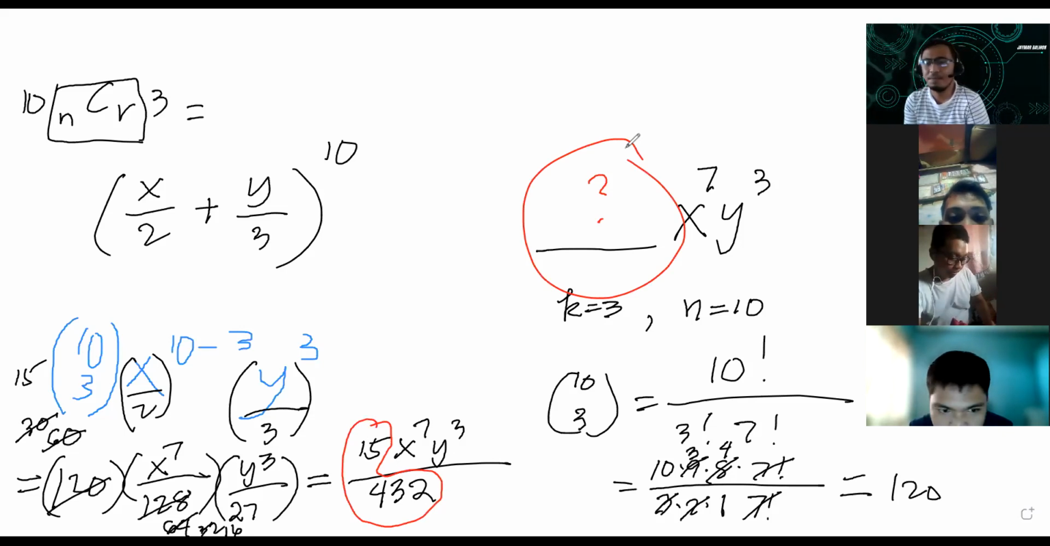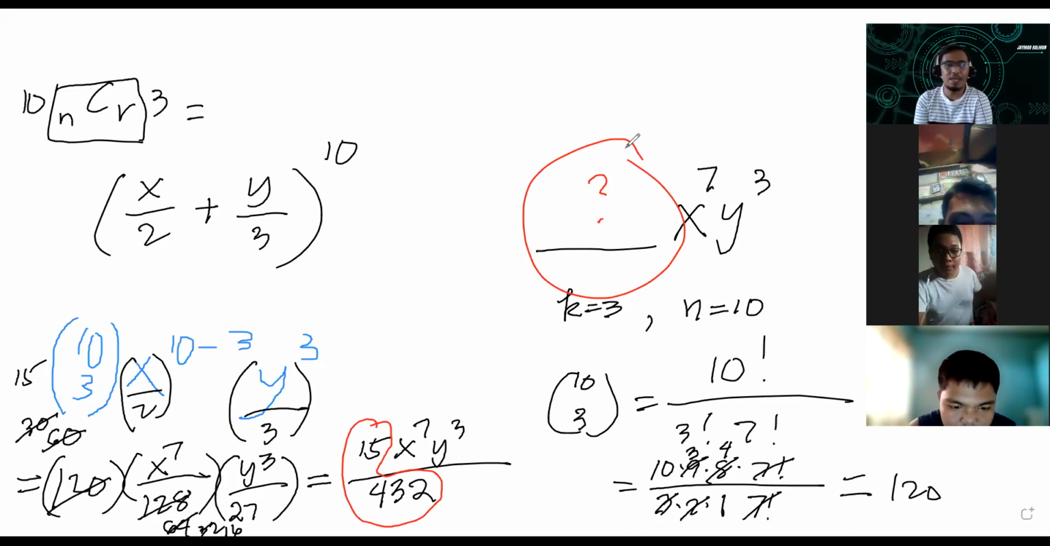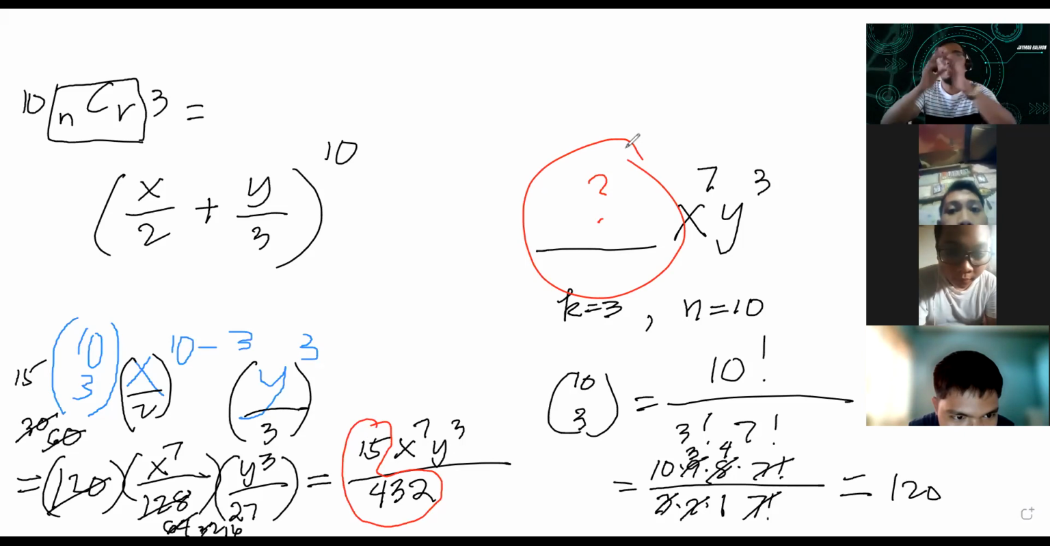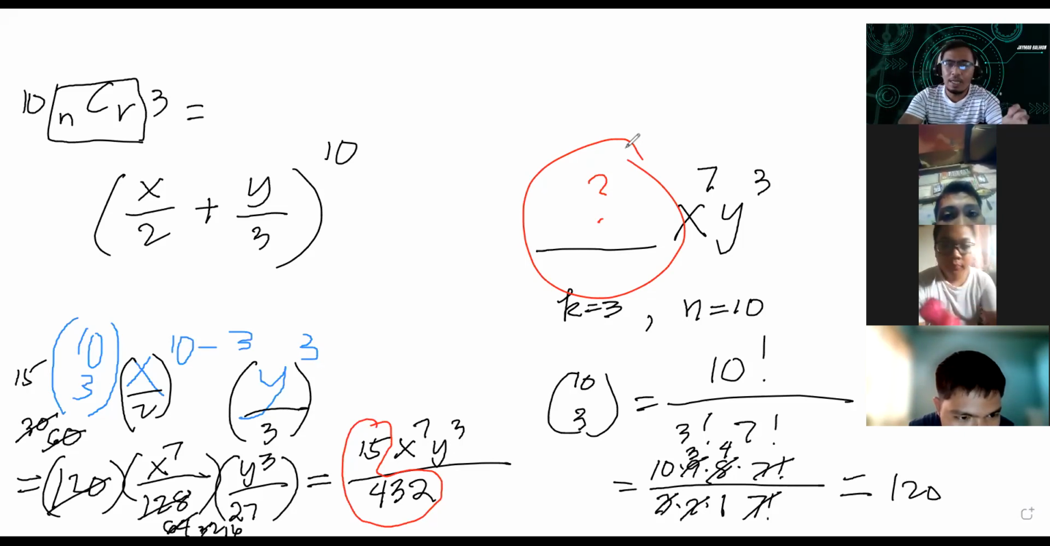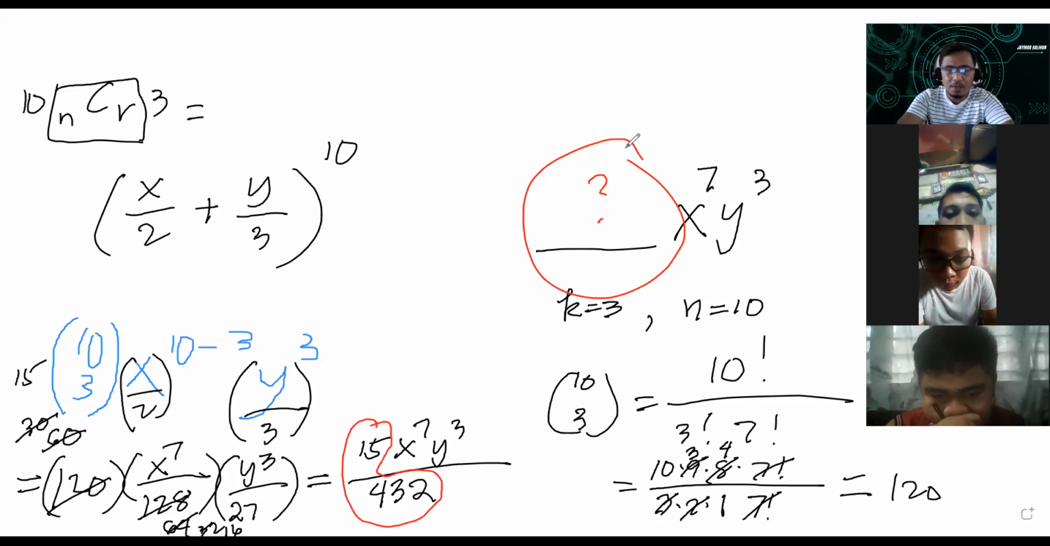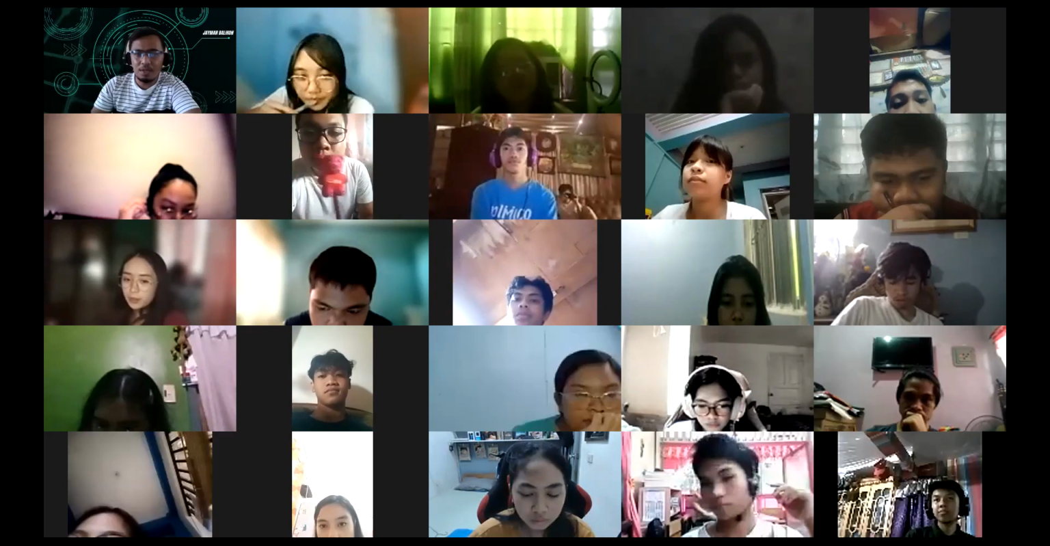Is it clear? Any questions? Again, you just need to remember what to use, the plus or the minus. Then determine k and n, then solve for that specific value. Then you are done. Okay? Any questions or clarifications? Hello? Do you have any questions? None?